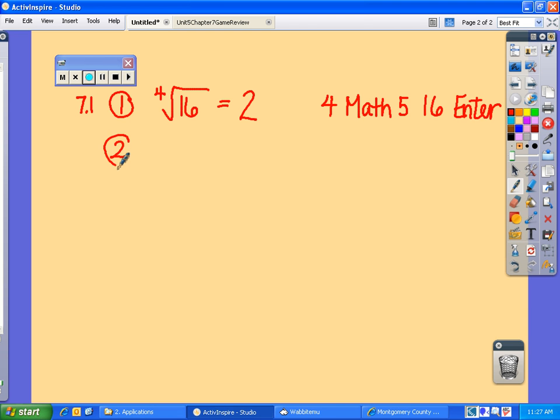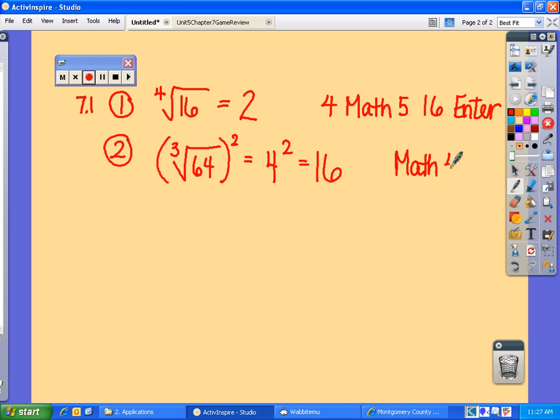For number 2, we are still evaluating. This one asks us for the third root of 64 and that answer squared. The third root of 64 we know is 4, squared gives us 16. Again, if you needed to put in the third root, you could use math 4 in your calculator. However, in general, we would be expected to know this without our calculator.